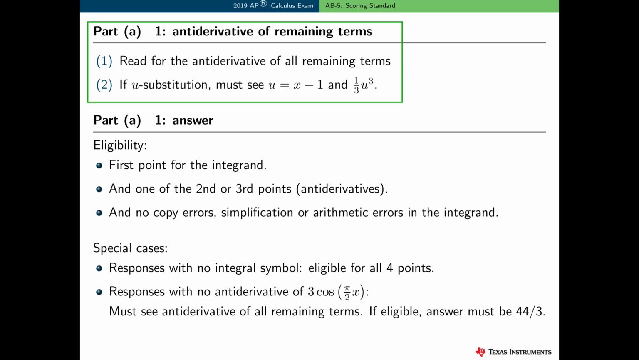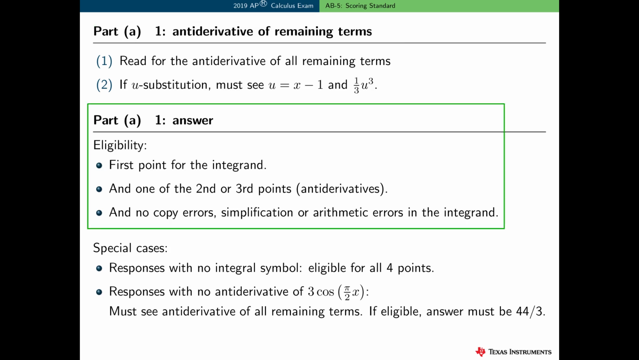The third point in Part A was for the antiderivative of the remaining terms, and we simply read for the antiderivative of all the remaining terms. And once again, if the student uses u substitution, then we must explicitly see that u is equal to x minus 1, and here we also need to see the antiderivative 1/3 u cubed.